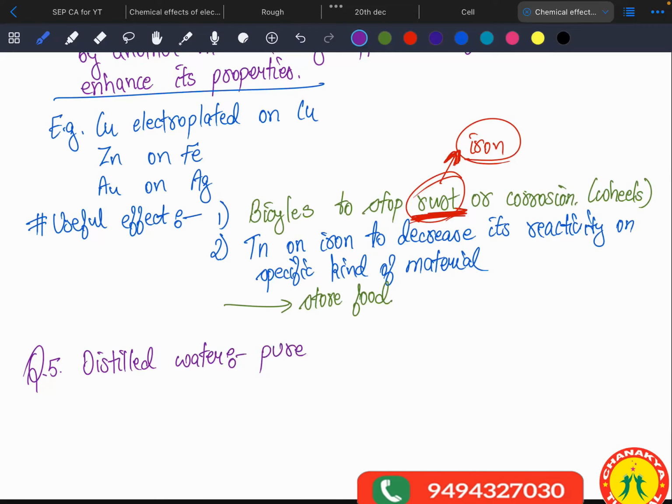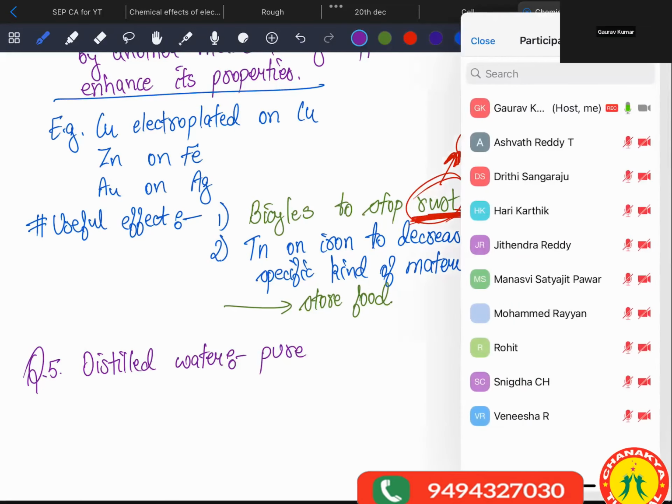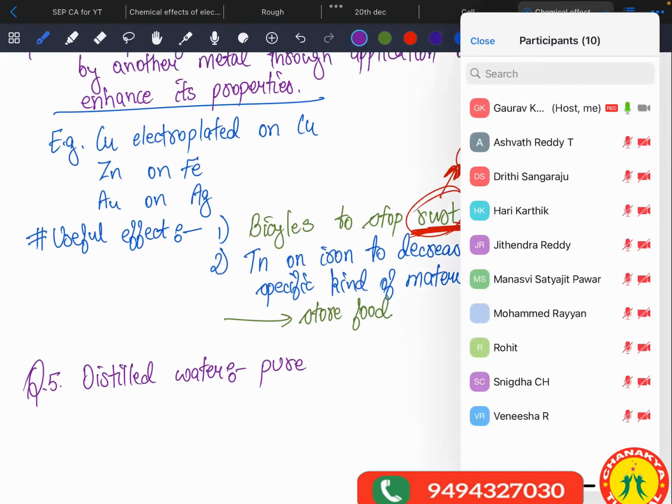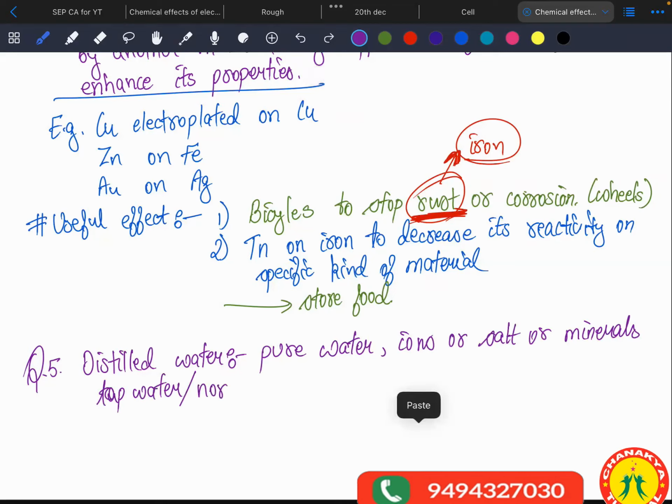Very good. Both Vanisha and Snigdha, your answers are correct. Ryan also, good try. So distilled water is a pure water which does not contain ions or salt or minerals. Whereas tap water, or we say it as normal water, conducts electricity because it has the presence of ions, salt, minerals.